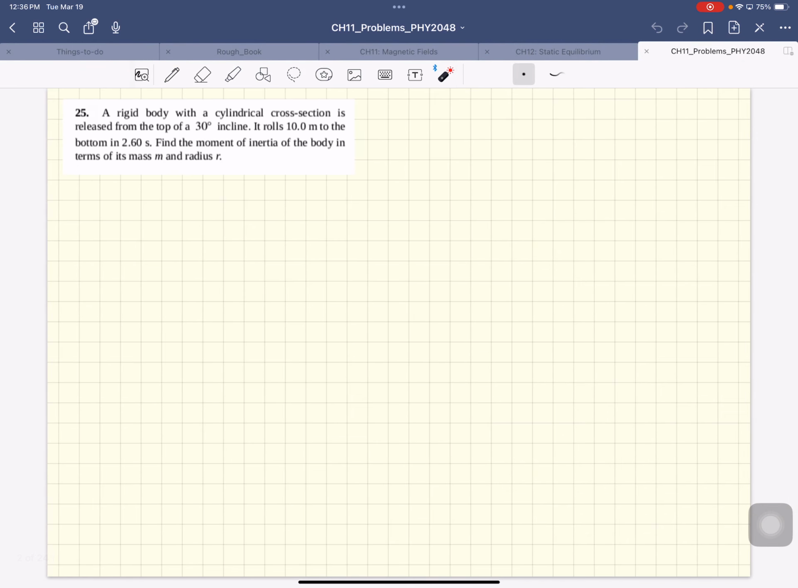All right, so this problem says a rigid body with a cylindrical cross-section is released from the top of a 30-degree incline. It rolls 10 meters to the bottom in 2.6 seconds. Find the moment of inertia of the body in terms of its mass and radius r.